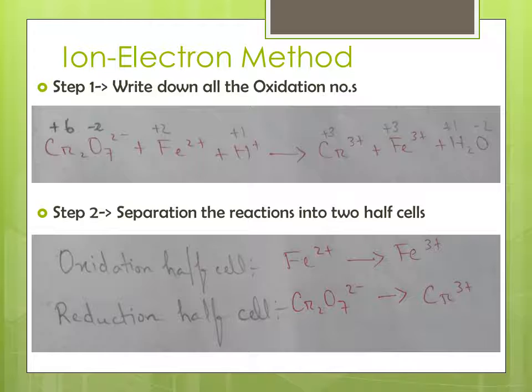So now you understood how you can place an element by studying its oxidation number. By just seeing its oxidation number, you can easily say which element will go in the oxidation half cell and which element will go in the reduction half cell.